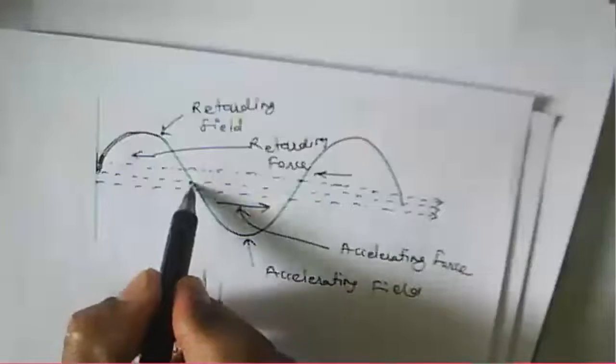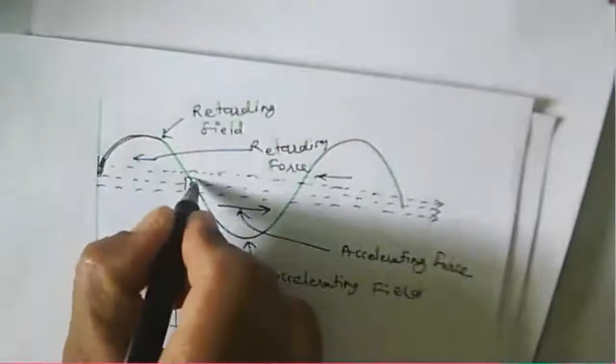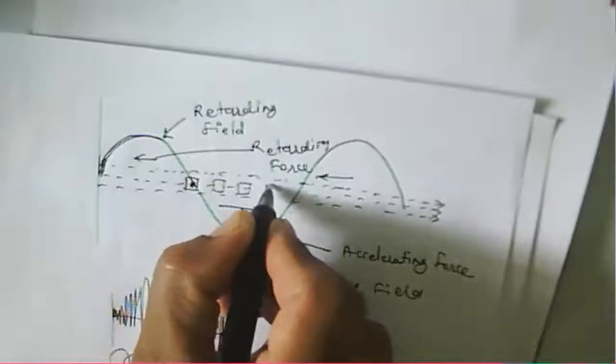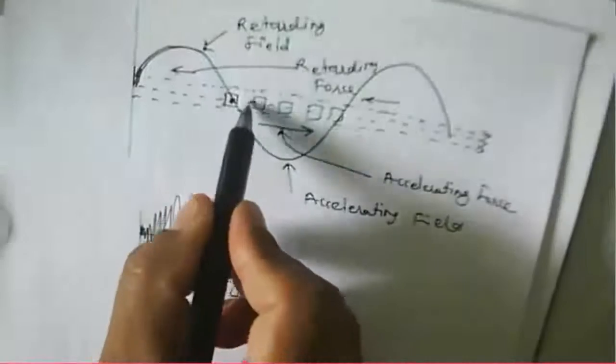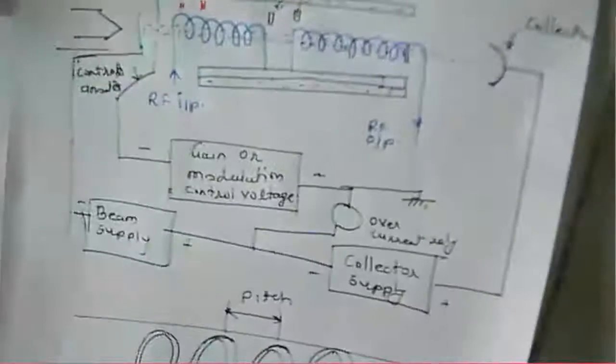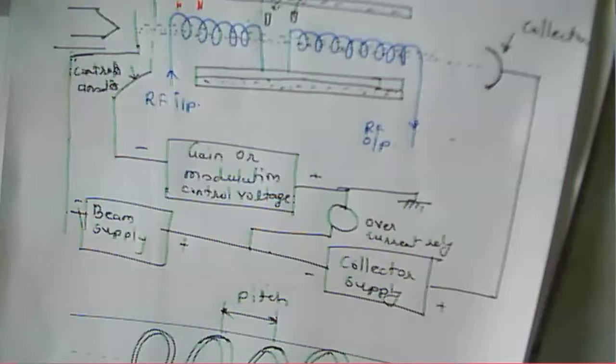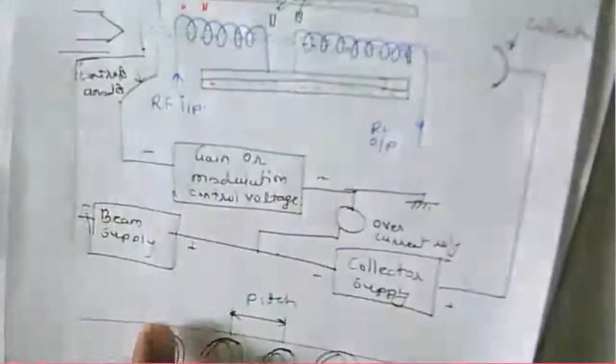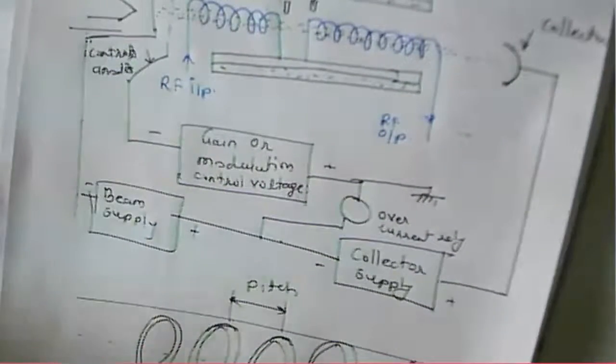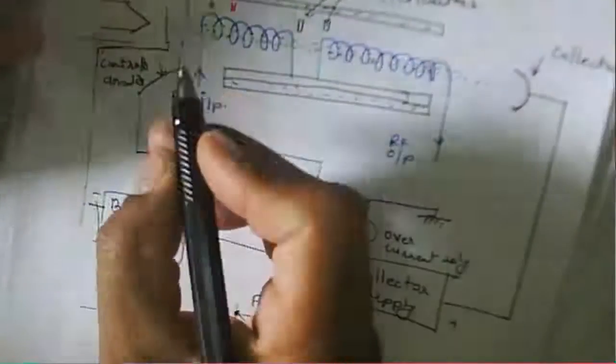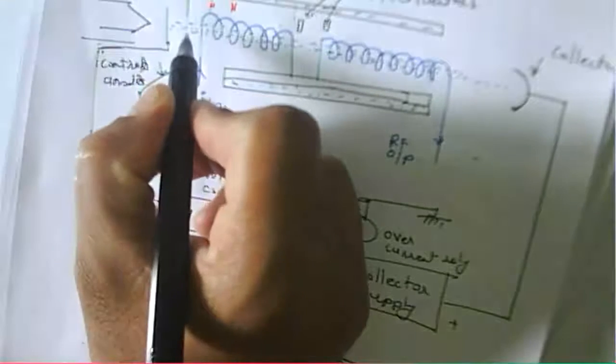Zero field means what? This is a zero field; you can say that is where the bunching of this particular electron takes place. Likewise, the same thing we have seen earlier in a two cavity klystron is applicable here, that is about the bunches. We can consider the motion of the electrons through this particular tube here.